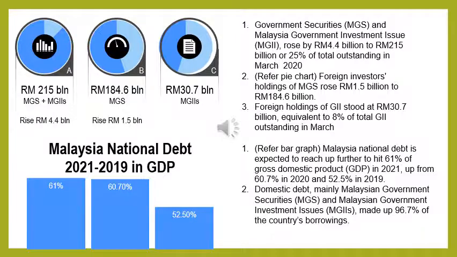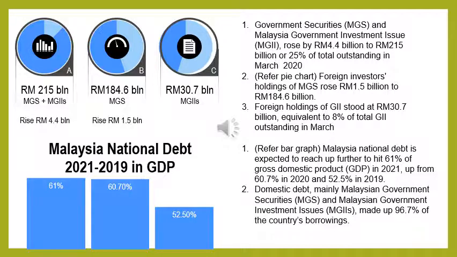Okay, now we move to the next slide, which is the foreign holdings of Malaysian government bonds, firstly Malaysian Government Securities and lastly Malaysia Government Investment Issue (MGII), which rose by 4.4 billion ringgit to 215 billion ringgit, or 25% of the total outstanding in March last year. So basically this is the highest share since April 2018, by referring to the pie chart.